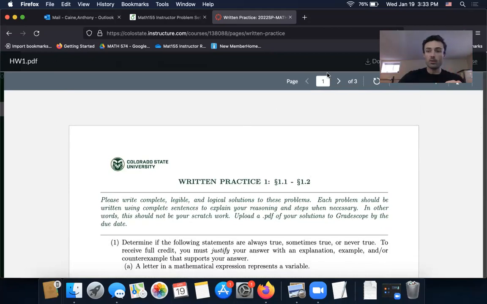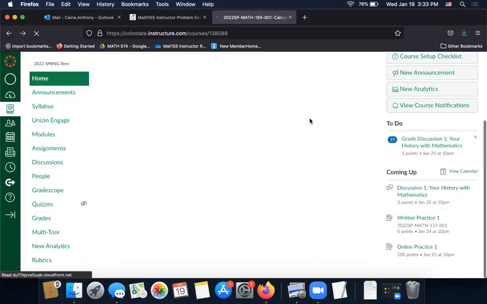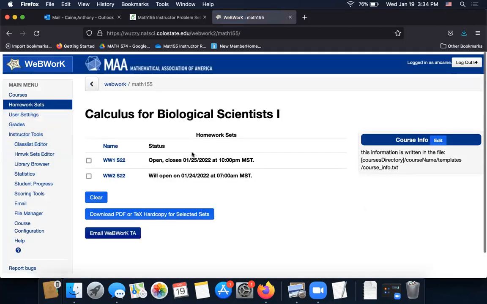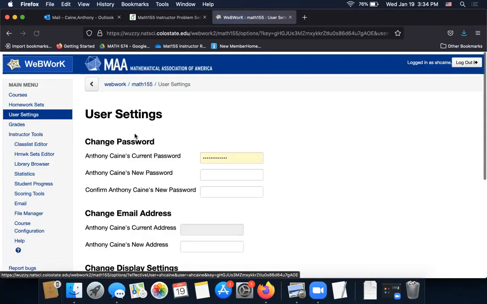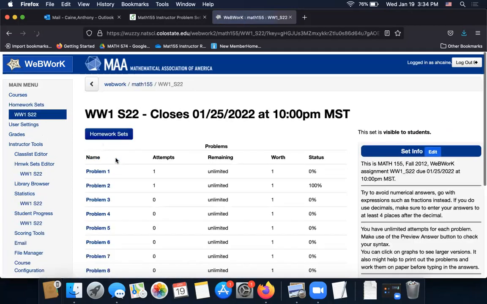This one is directed towards WebWork. So let me see, let's go back. All right, so let's go to WebWork. And oh, I already logged on. But as a reminder, when you're prompted to log on, your username should be your EID with all lowercase letters. So mine is AHCAINE. And your password should be your student ID number. Once you get in here, you can go to user settings and you can change that, but that's the initial logon.